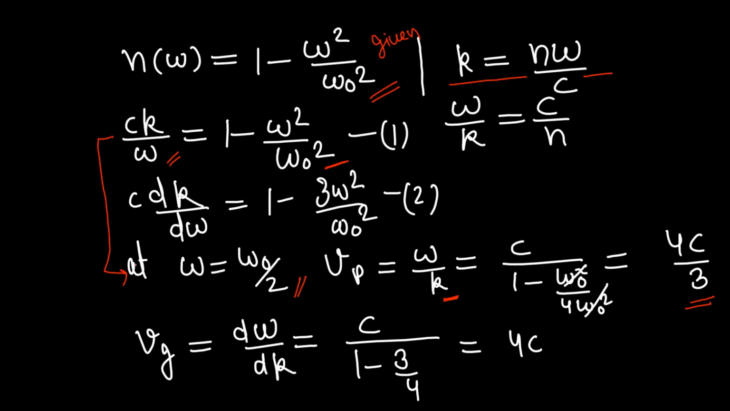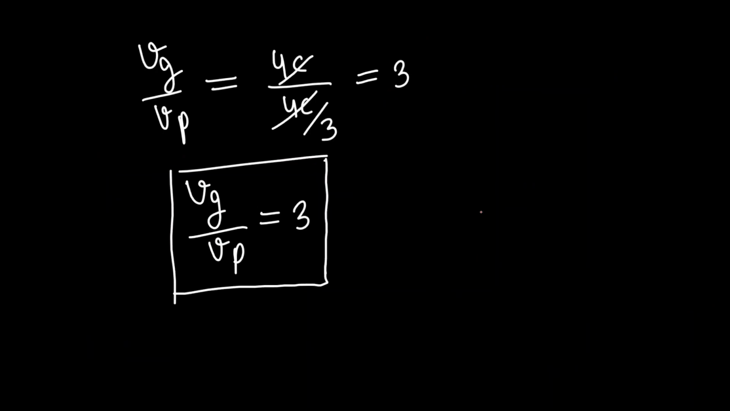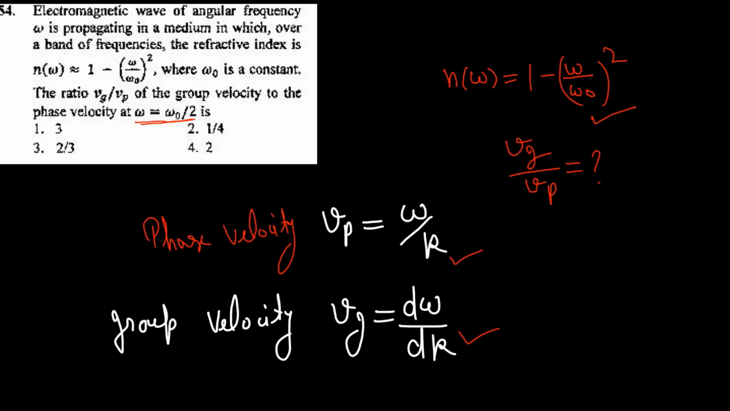Okay. Now we will calculate d omega by dk by inversing this equation. We will take the inverse of this equation and, instead of omega, we will put omega naught by 2, and we will get 4c. Now we will take the ratio of these quantities at omega is equal to omega naught by 2, and when we take the ratio, we will get 3. So the option 1 will be correct.